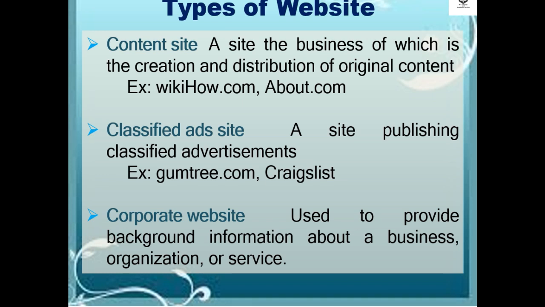Content site, a site the business of which is the creation and distribution of original content, for example, wikihow.com or about.com. Then the classified ad site, a site publishing classified advertisements such as gumtree.com or Craigslist. Then the corporate website, used to provide background information about a business, organization, or service.